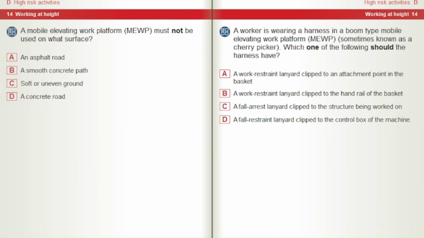A mobile elevating work platform, MEWP, must not be used on what surface? An asphalt road. A smooth concrete path. Soft or uneven ground. A concrete road.